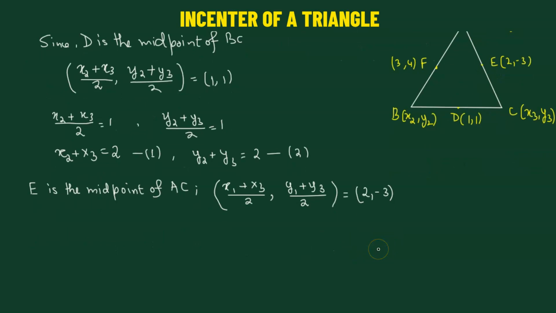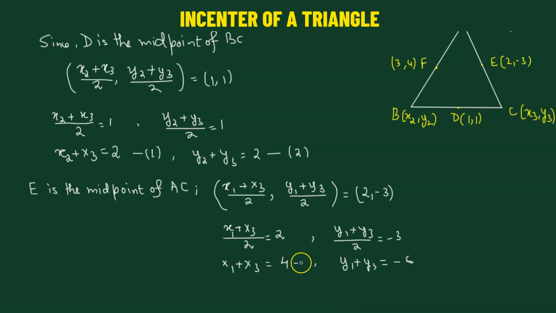So when we equate them, we are going to get the equations (x1 plus x3) over 2 equals 2, and then (y1 plus y3) divided by 2 equals -3. So this gives us two equations: x1 plus x3 equals 4, and y1 plus y3 equals -6. Fine. We're going to label these as equation number 3 and equation number 4.